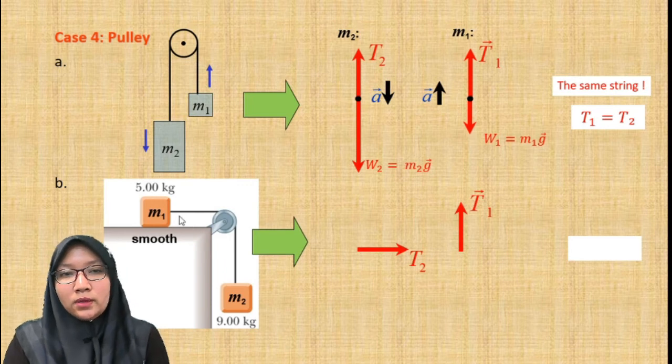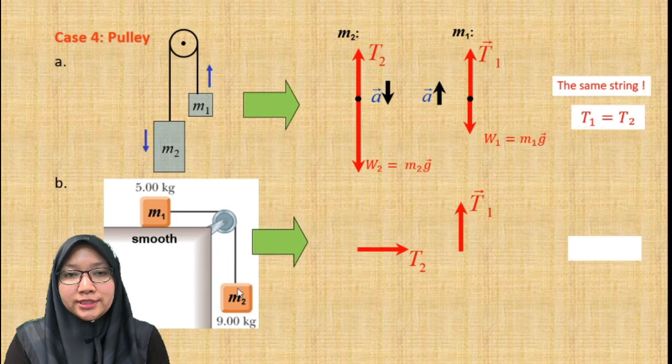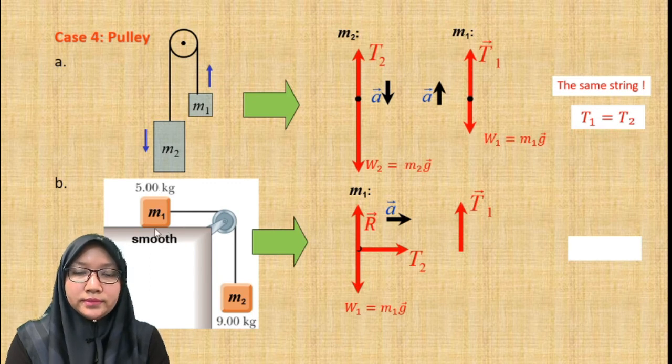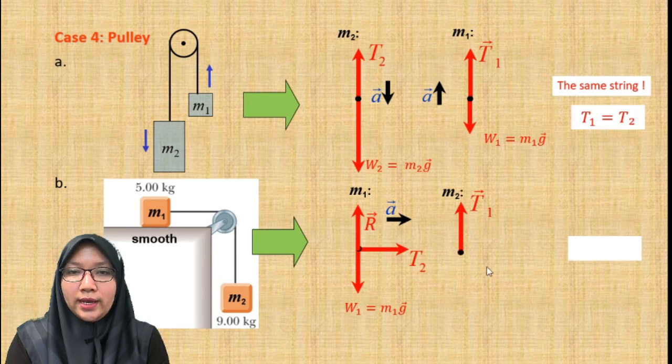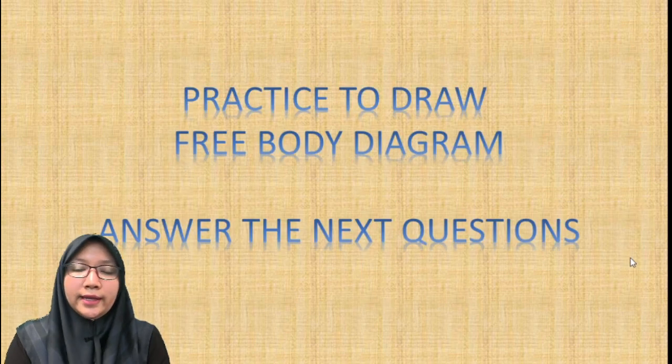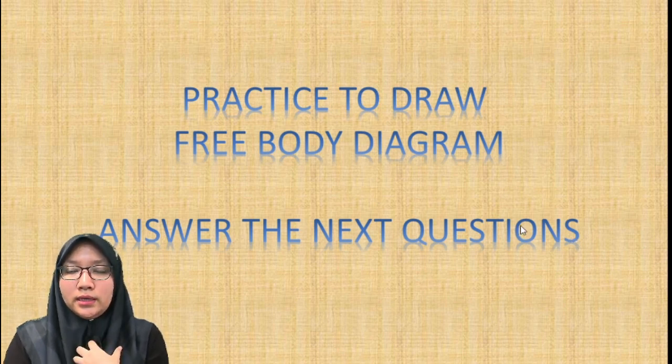Alright, what about here? M1 and M2 are attached to the same string. So you have two objects, which means two free body diagrams. Let's do M1 here first. Remember, this is a smooth surface, so there must be no friction. So T1 that way, correct. You have weight 1 downward, correct. And also you have reaction or normal force upward, perpendicular to the surface. What about M2 here? For M2, basically you have tension and also you have weight 2. T1 and T2 are the same because they are attached to the same string. Alright, let's practice drawing more questions on free body diagrams. Hopefully you're going to get more understanding later.